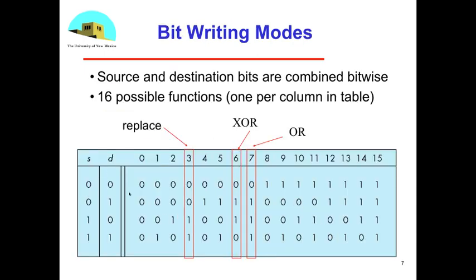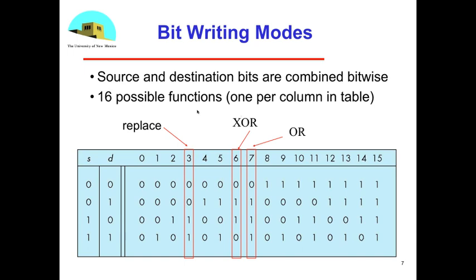So here are the 4 possible values of S and D, and you have 16 possible functions for what they produce. Now, I'm going to number them by, if you read down least significant to most significant bit, I can number them this way. So this would be 0, this would be 1, this would be column 2, and so on until they're all 1s, and then this is column 15.